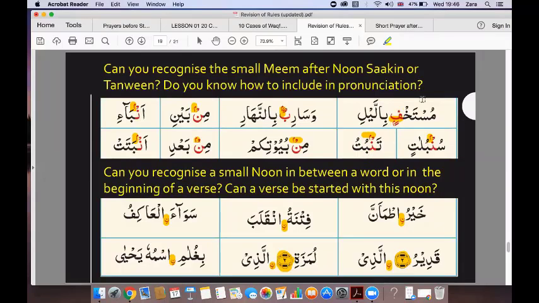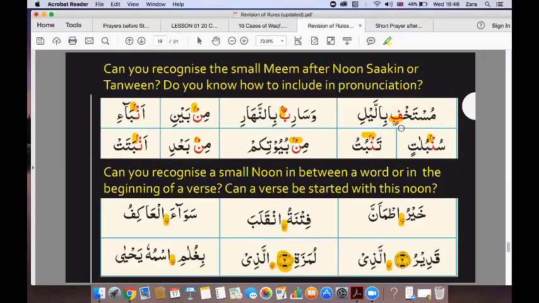This small meme, we call it meme maqluba. That's the word you would give to it, meme maqluba. Try to remember it. And what basically happens is that the noon sound, which might be produced by the noon sakin or the tanween, is changed into a meme sound. So we take the sound of the small meme maqluba. And this process of changing the letter, we call it iqlab. Iqlab means to change. So meme maqluba is your small meme, and the process of changing this is iqlab.